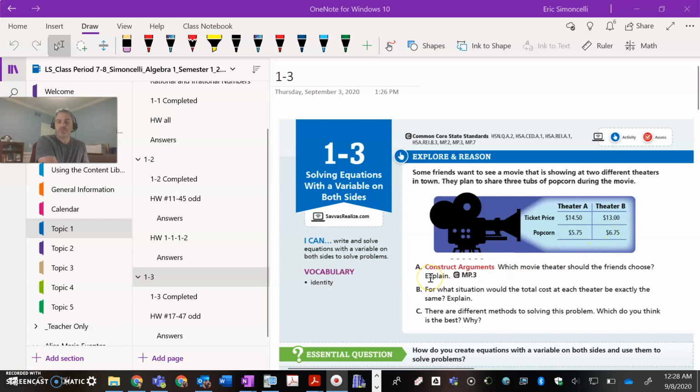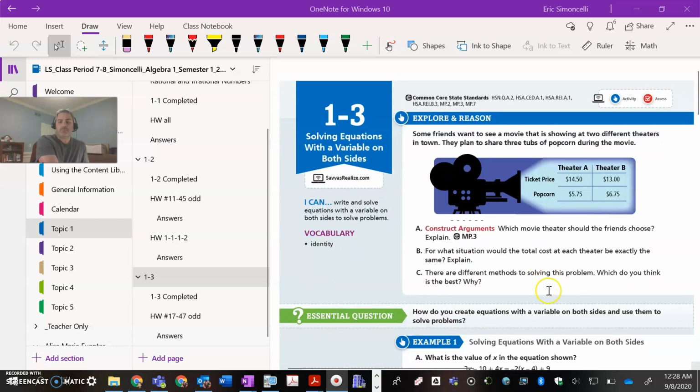So here are some of the things that we'll be able to do once we get through this particular lesson. We'll be able to construct arguments. For example, which movie theater should the friends choose, and explain. We will also be able to understand for what situation the total cost at each theater would be exactly the same, and explain. And then lastly, there are different methods to solving this problem, but which do you think is the best and why? So let's take a look.